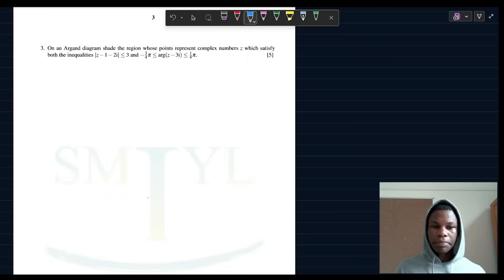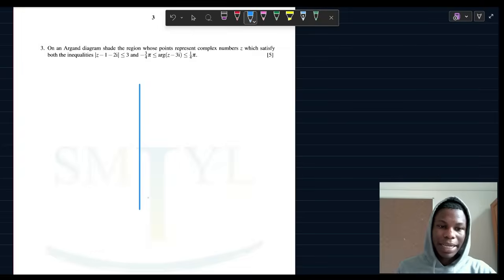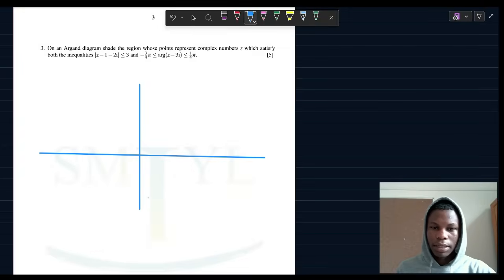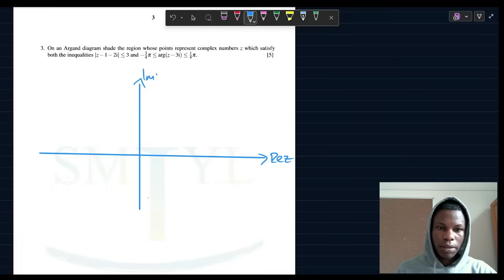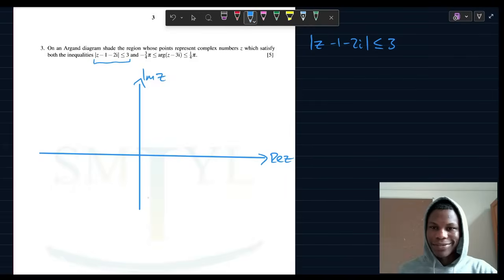Okay, so for starters, let's draw our complex plane. We're going to draw our imaginary axis first and then our real axis. Label your axes. And I want us to start with this. What we're going to do is factor out a negative sign here. So if we take out a negative sign, that becomes 1, that becomes plus 2i.